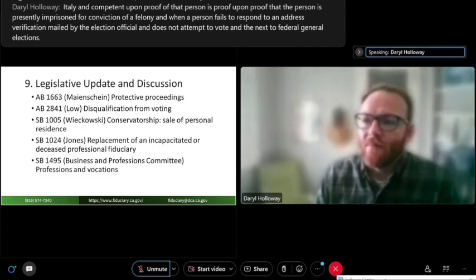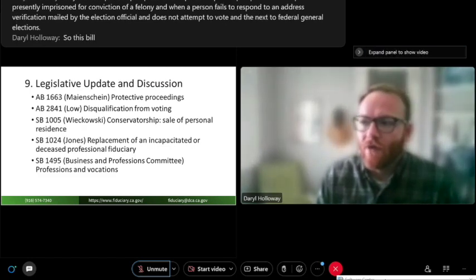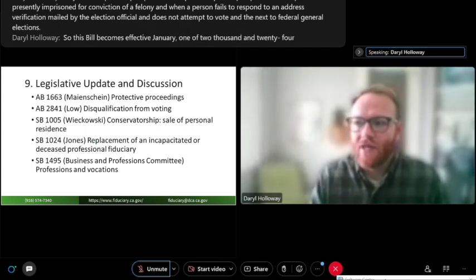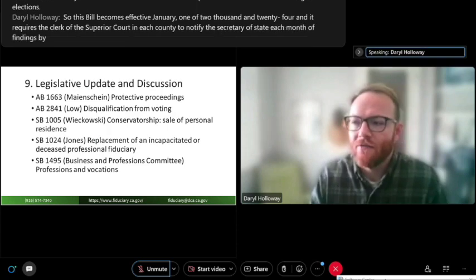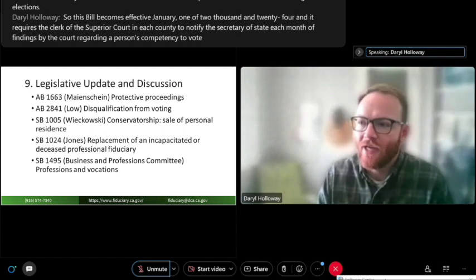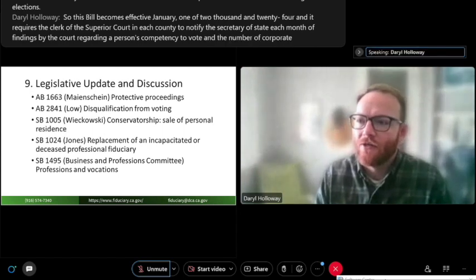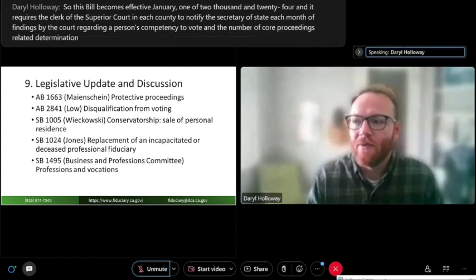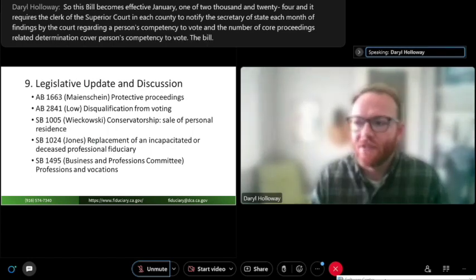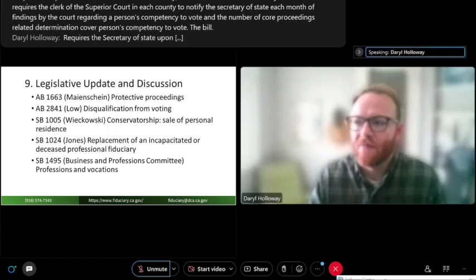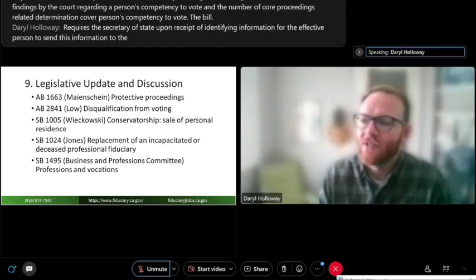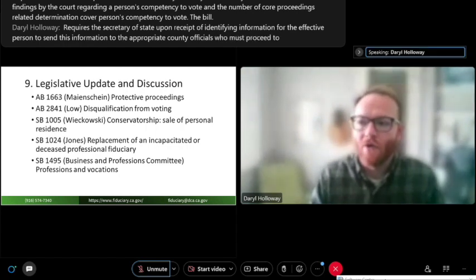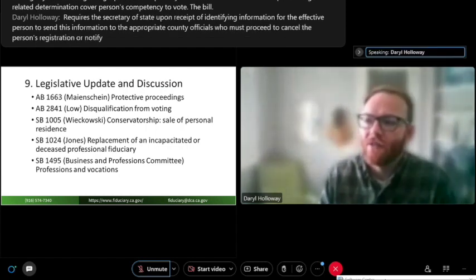So this bill becomes effective January 1 of 2024, and it requires the clerk of the Superior Court in each county to notify the Secretary of State each month of findings by the court regarding a person's competency to vote and the number of court proceedings related to the determination of a person's competency to vote. The bill requires the Secretary of State, upon receipt of identifying information for the affected person, to send this information to the appropriate county officials who must proceed to cancel the person's registration or notify the person that their right to vote has been terminated.